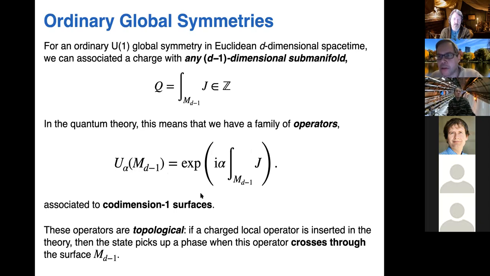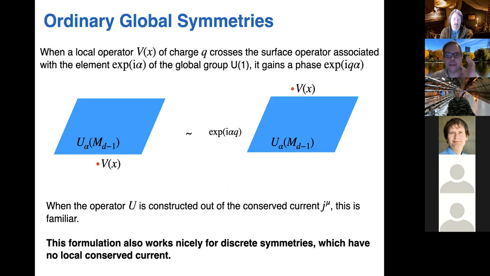And what I mean by topological is if I compute a correlation function that involves this operator, I can take this manifold M and I can bend it and twist it however I like. And as long as I don't make the manifold cross through some place where I inserted a charged operator, my correlator won't change. And so pictorially, you could imagine having a local operator V, which is charged under our global symmetry. And if I move V across the surface over which I'm inserting this operator, I pick up a phase, which is associated with the charge Q of the operator. It's the group element raised to the power Q.